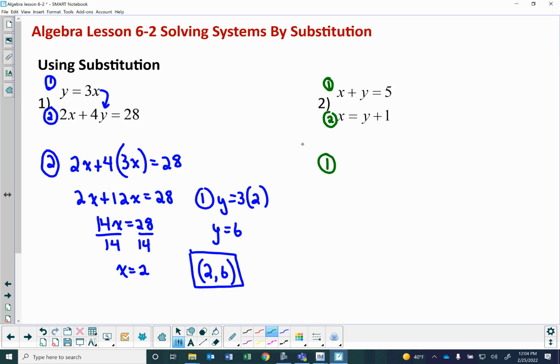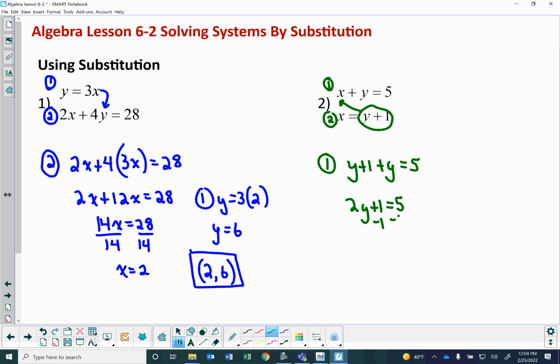That means every time in equation 1 that I see an x, I'm going to put in a y plus 1. So it says x, which is actually y plus 1, plus y is going to equal 5. All I did was substitute in this y plus 1 for that x right there. Now I can solve this. I have 2y plus 1 is equal to 5.